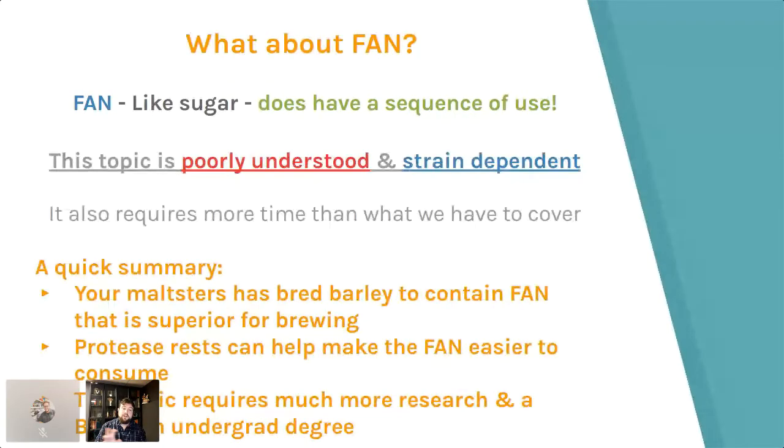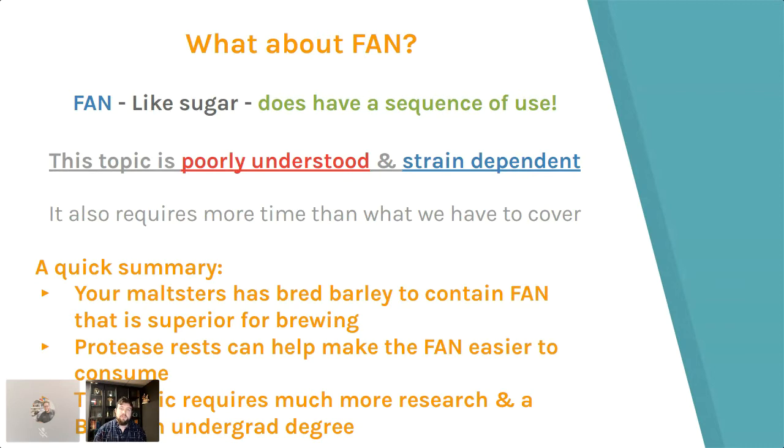Now, FAN, like sugar, does have a sequence in which it's consumed. Much like how sugar goes from glucose, fructose, sucrose, maltose, maltotriose, FAN does have a similar hierarchy. However, there are a few issues with this. It is poorly understood. It's very strain dependent. And more importantly, it typically requires about a 4-year undergrad in biochemistry to understand, or at least something in the sciences.